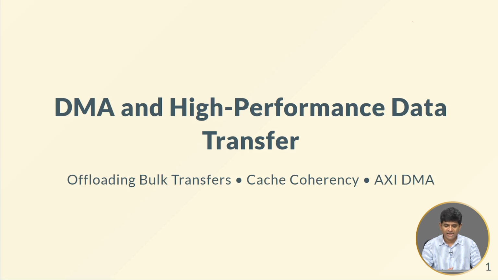Essentially, the kinds of things that we need to understand here are why we want to offload these bulk transfers. What are bulk transfers? When do we want to offload them? When does it make sense to use some kind of direct access to memory and free up the CPU? Along the way, there is also an important concept called cache coherency that we need to understand a little bit about.